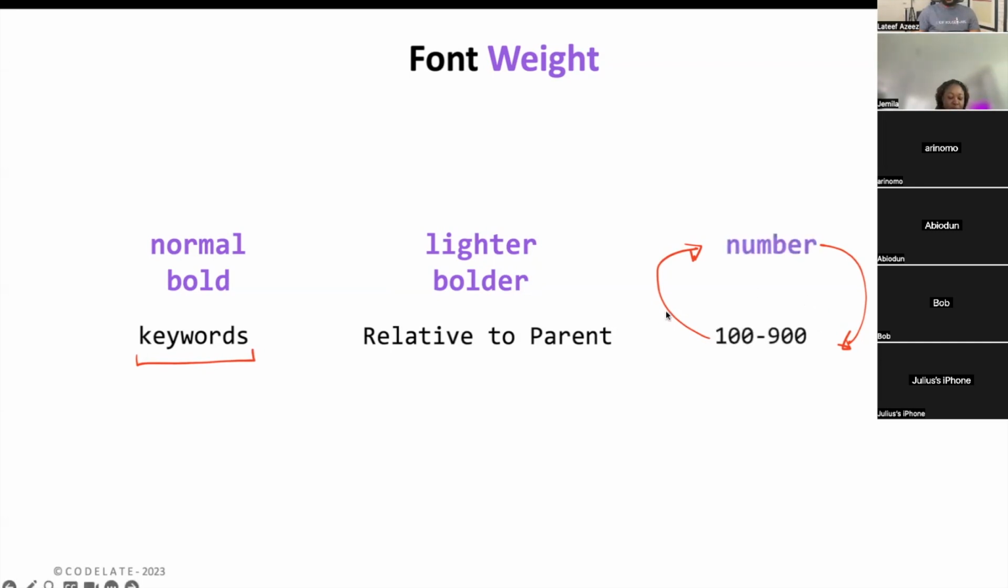We also said that you can define weight using numbers. You can define your font weight using 100, 200, 300, between 100 and 900, all inclusive. You can define it like that too. It just determines how bold your font is. Yes?